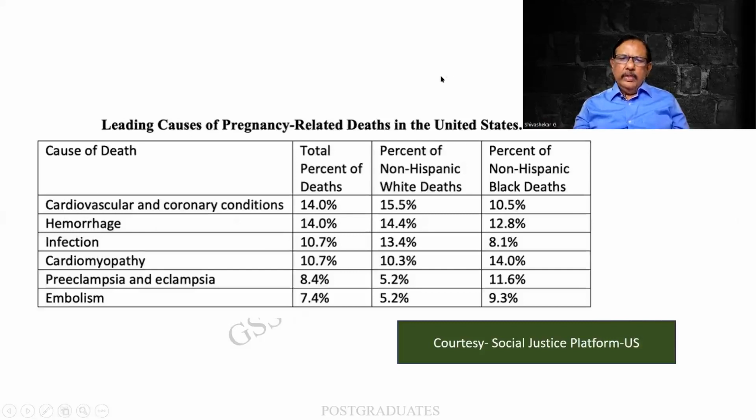This is from the United States, pregnancy-related deaths. It is almost similar. The only thing is that cardiomyopathy has been included, so we'll have to look for all these things: infection, hemorrhage, coronary conditions, preeclampsia, embolism, all are there. Thanks to the social justice platform US.